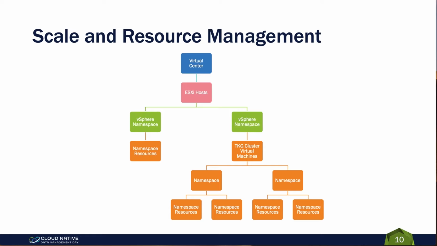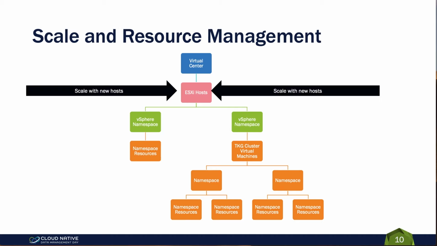So let's talk about scale and resource management. Again, thinking about a VMware deployment in particular, but you could abstract these concepts away to other platforms as well. Where does the scale and resource management come from? So I'm going to start from the infrastructure up view into my Kubernetes cluster. So we'll start off with the ESXi host.